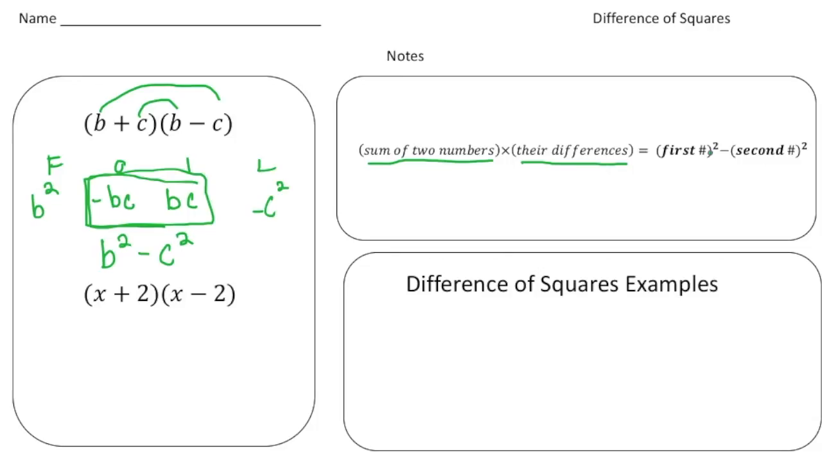So we have the square of the first term. The first term was b, so we get b squared. And we have the square of the second term. The second term was c, and we end up with c squared. And it's the difference of the two.